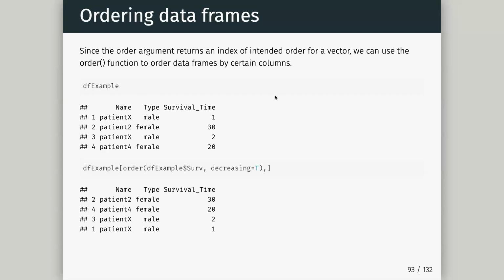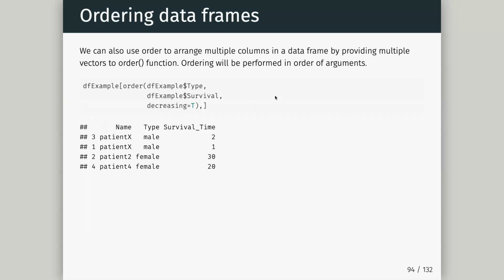So already I can do some slightly useful things. I can start to sort my tables by a particular column in my data. We can also supply multiple columns to organize by, just by providing them to the order function and separating them like we do with all arguments, by commas. So here I want to order first by the type, then by the survival. Just order by type, survival, decreasing equals true.